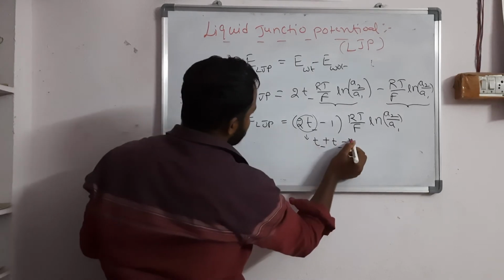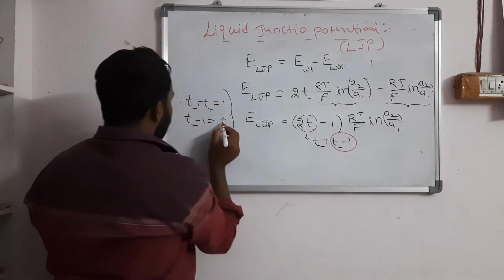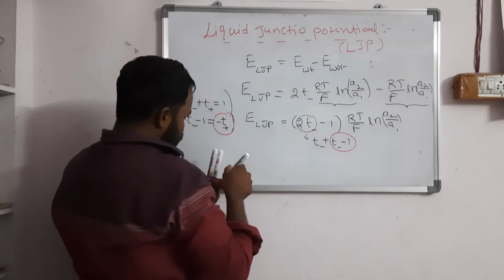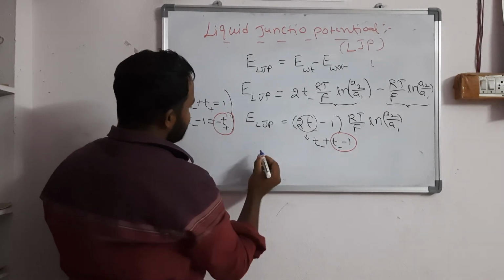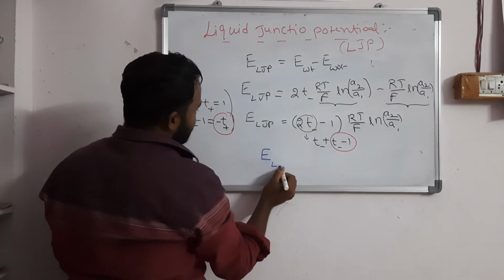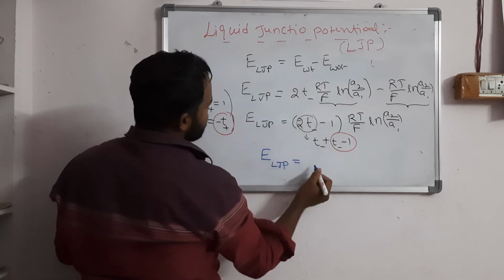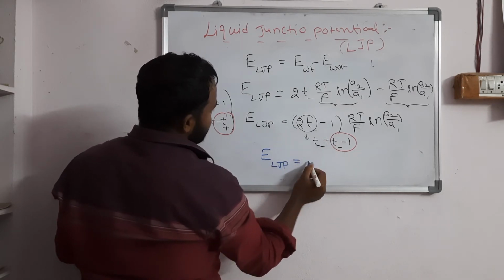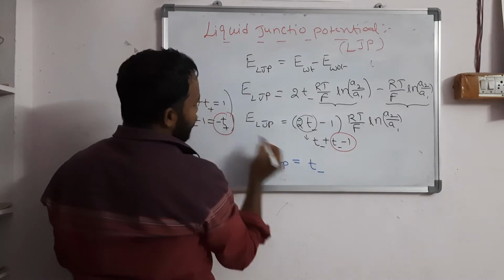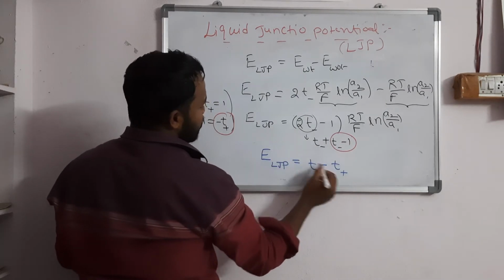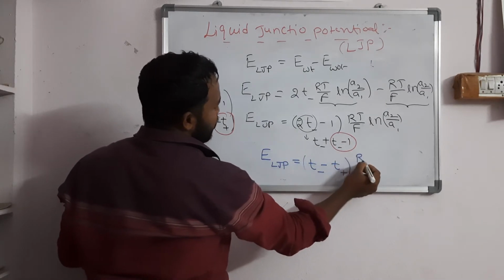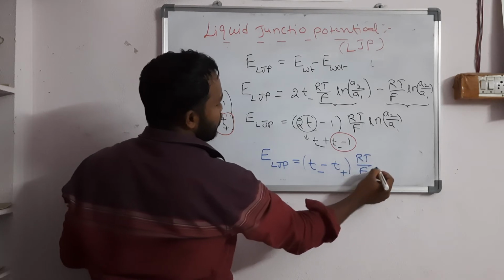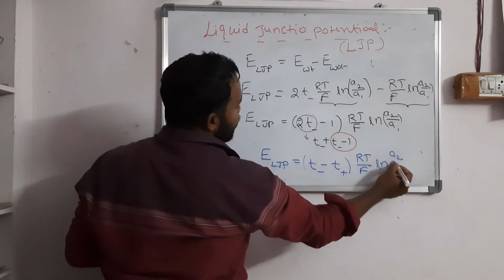Simply, if I want to write in place of T minus 1, I can write it as minus T plus. So that I will get E LJP is equal to... E LJP is what? Directly you can write T minus, this value is minus T plus, into RT by F ln of A2 by A1. This is the final derivation.